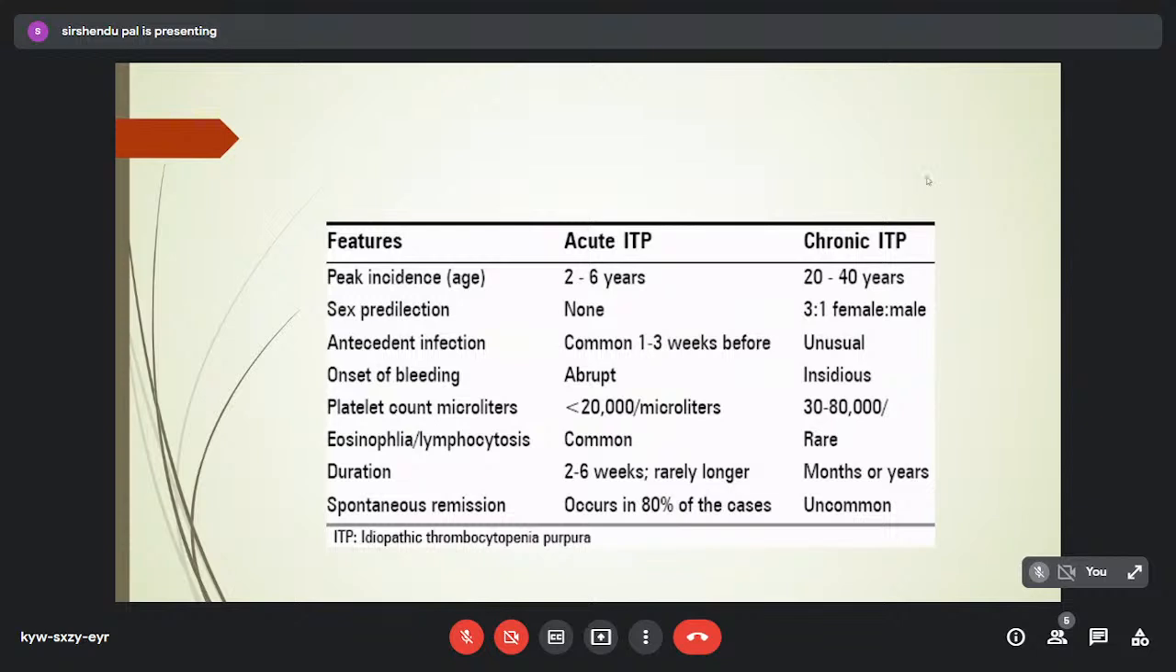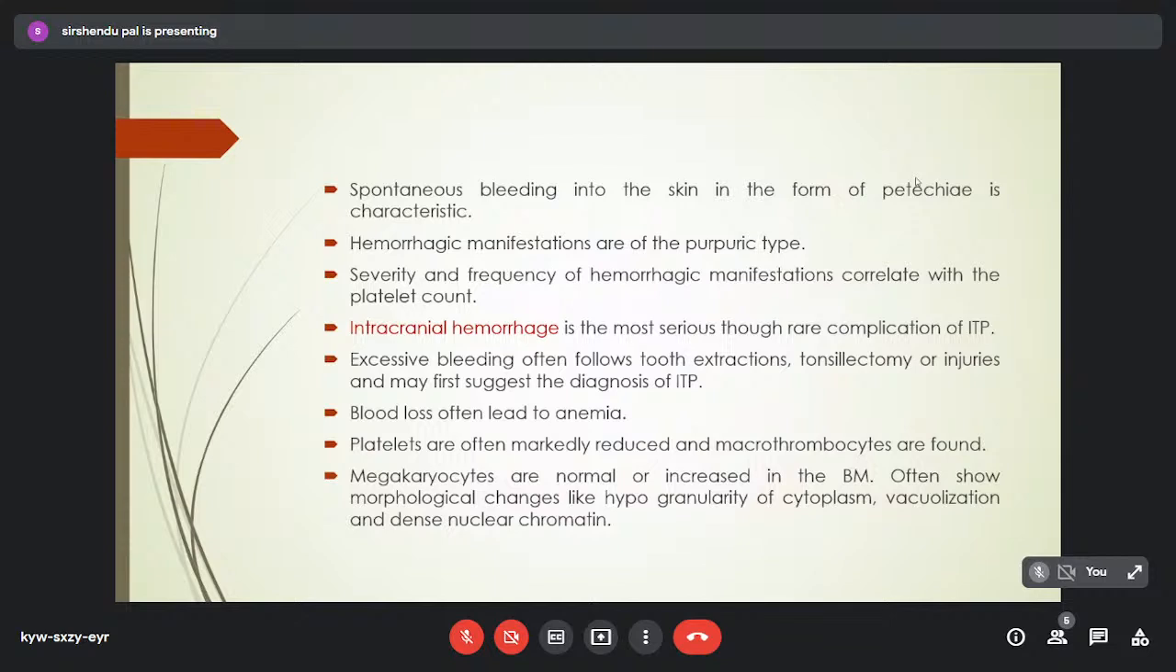Here, spontaneous remission generally occurs in acute ITP in 80% of cases, whereas in chronic ITP, spontaneous remission is uncommon. The platelet count in acute ITP is below 20,000 per microliter, whereas in chronic ITP, it varies from 30 to 80,000 per cubic millimeter. Spontaneous bleeding into the skin in the form of petechiae is characteristic. Hemorrhagic manifestations are of the purpuric type, and the severity and frequency of the hemorrhagic manifestations correlate with the platelet count.